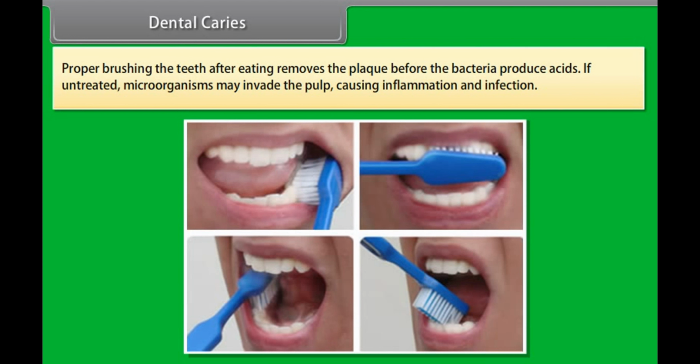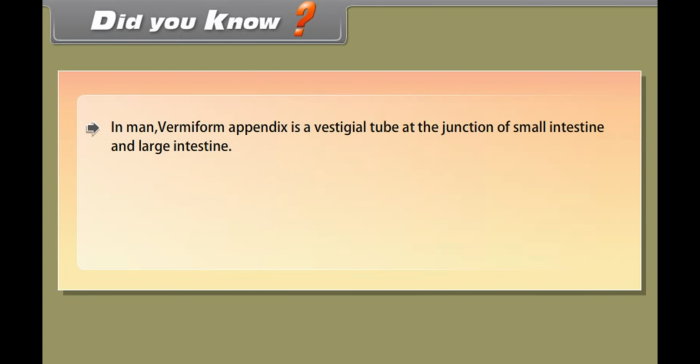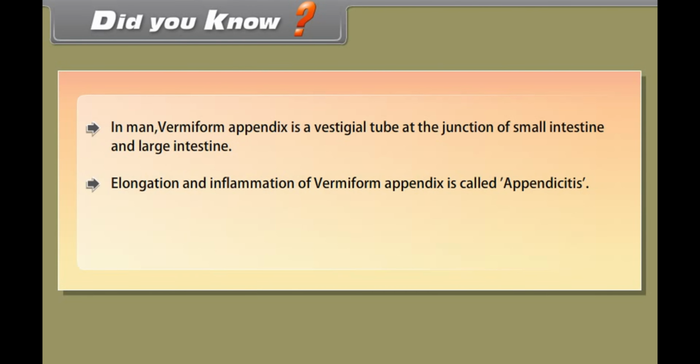Proper brushing the teeth after eating removes the plaque before the bacteria produce acids. If untreated, microorganisms may invade the pulp, causing inflammation and infection. Did you know? In man, vermiform appendix is a vestigial tube at the junction of small intestine and large intestine. Elongation and inflammation of vermiform appendix is called appendicitis.